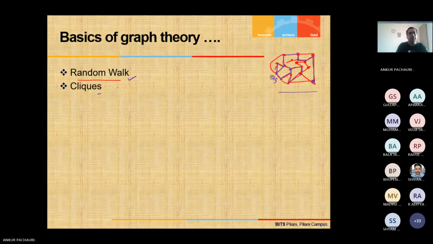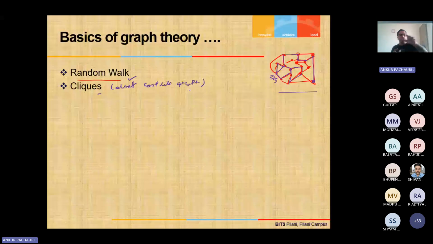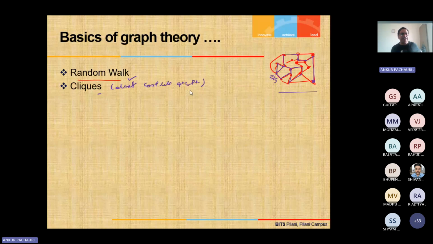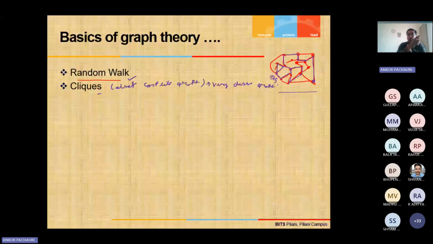Click is almost a complete graph. Okay, so this is the relaxed version of a complete graph. What is a complete graph? A graph is said to be complete if every node of the graph is connected to every other node of the graph. So that is a complete graph. Its relaxed version is a click. Almost complete means a very dense graph, but not complete. So those are called clicks.